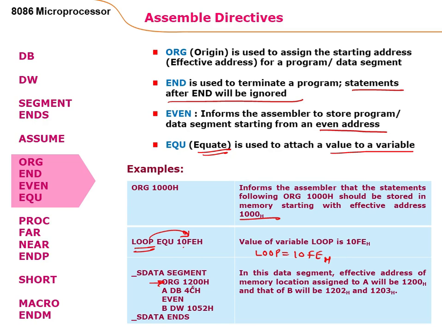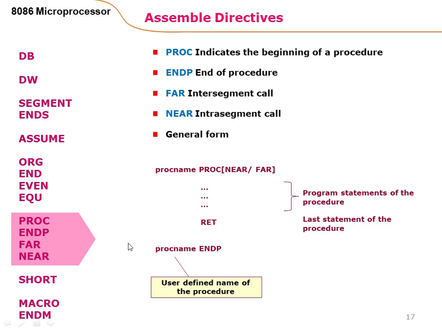A is stored at memory location 1200. Then V is a word which should be stored from an even memory location. So instead of starting from 1201 hex, V is stored in 1202 and 1203. S data ENDS: this directive shows that the segment named S data ends here.